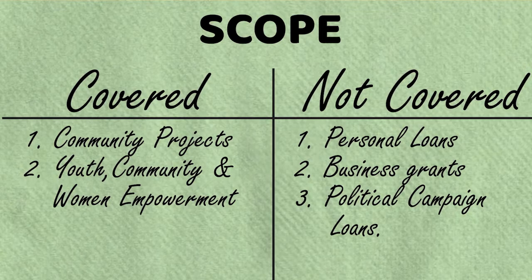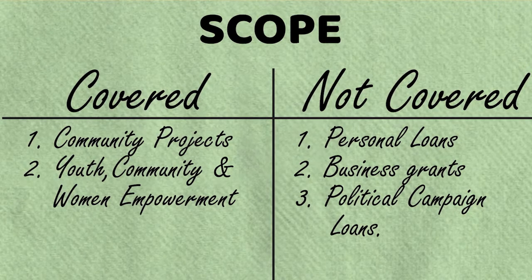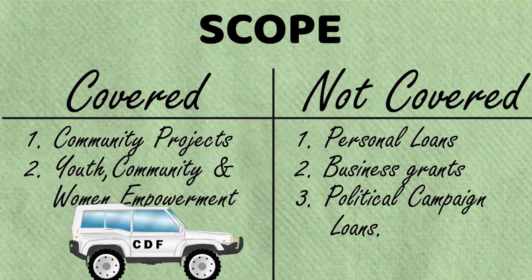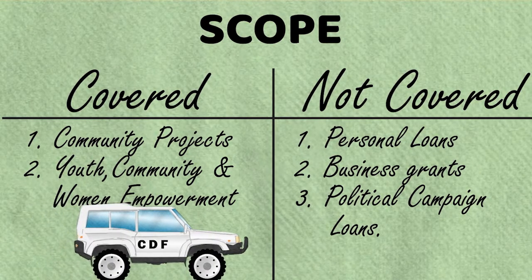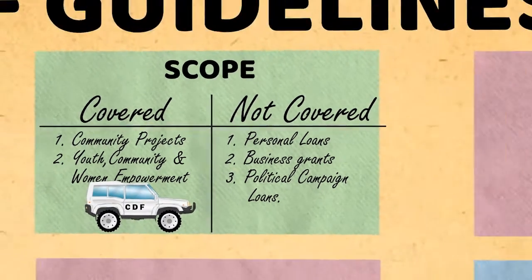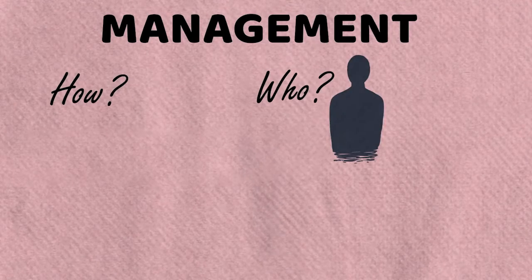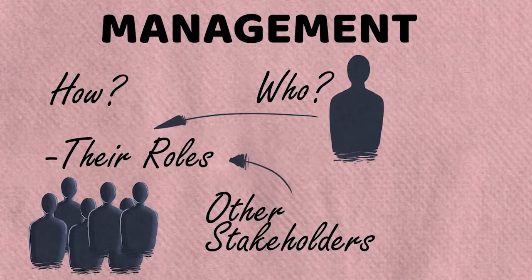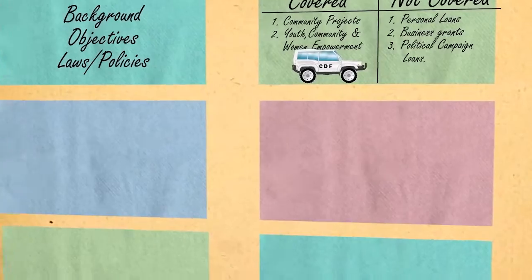Part 2. Scope of the Constituency Development Fund. Sets out what will be covered and not covered by CDF. This part also introduces the compulsory procurement of a 4x4 CDF car. Part 3. Management of the Constituency Development Fund. This part sets out how and who will manage CDF, their roles, other stakeholders and their roles, and the rules that will govern the people handling CDF.